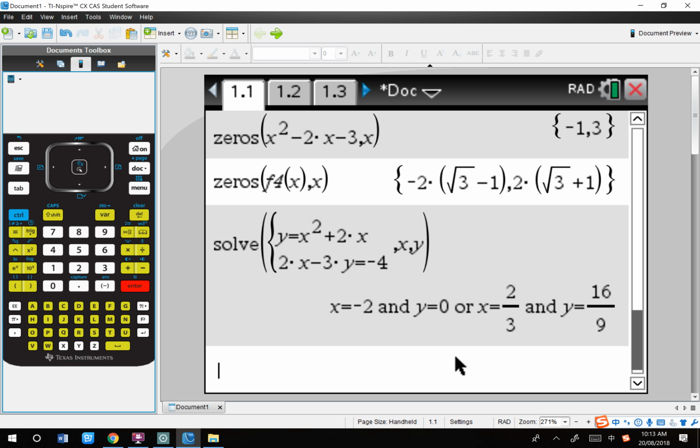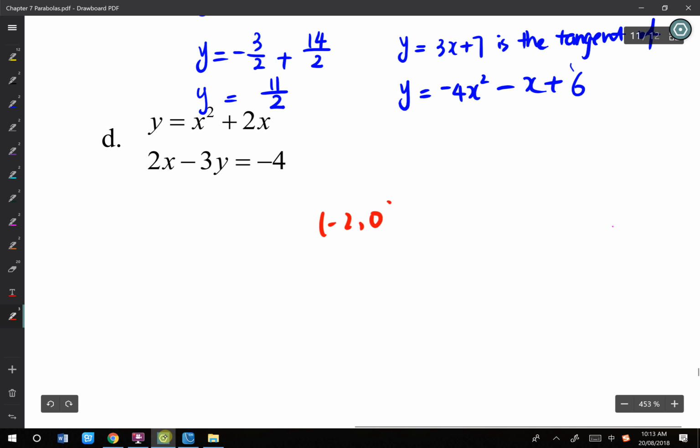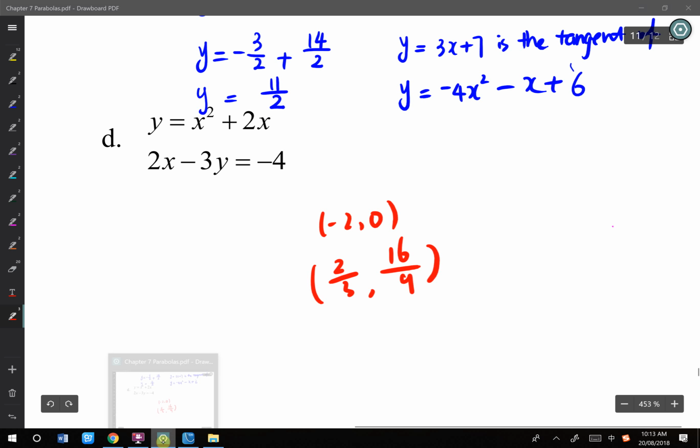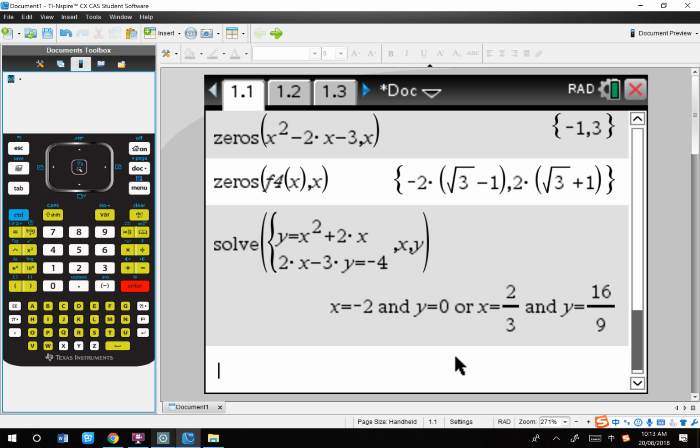So the first pair, the intersection coordinates, is negative 2, 0. The second one is 2 over 3, 16 over 9. Okay, that's how to read that, and that's one coordinate. Or is the next value, and then that's 2 over 3, 16 over 9. So that's the next coordinates. If there's more, it will be 'or' another one. But the maximum is 2 intersections here.